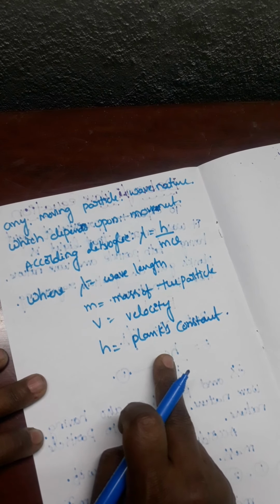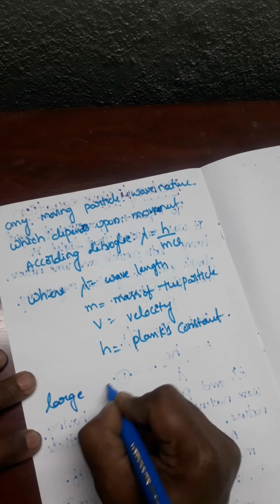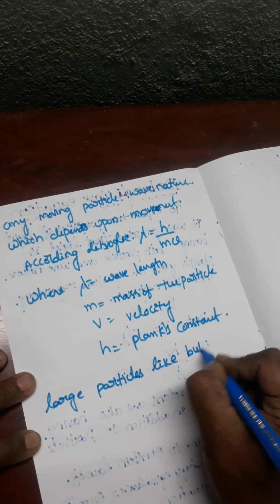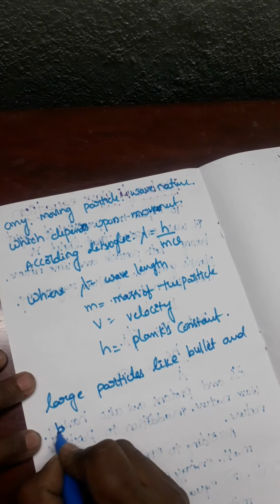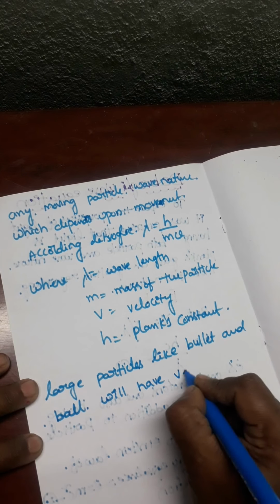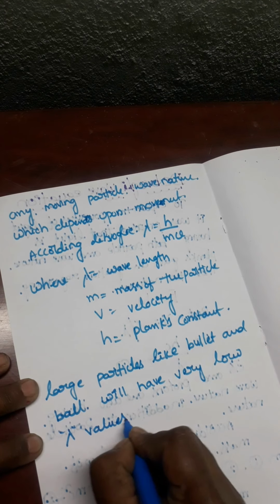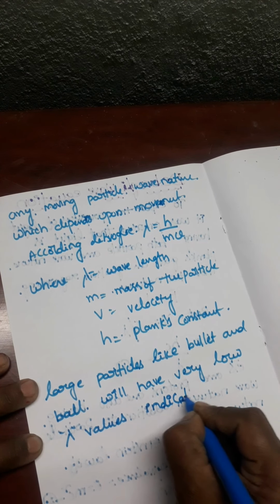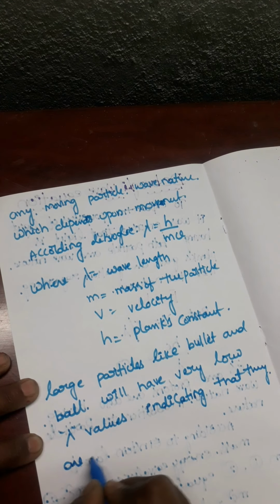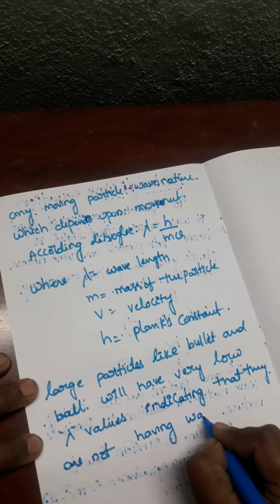Using this relation, the wavelength of any particle can be calculated. Large particles like a bullet and a ball will have very low lambda values, indicating that they do not have wave nature.